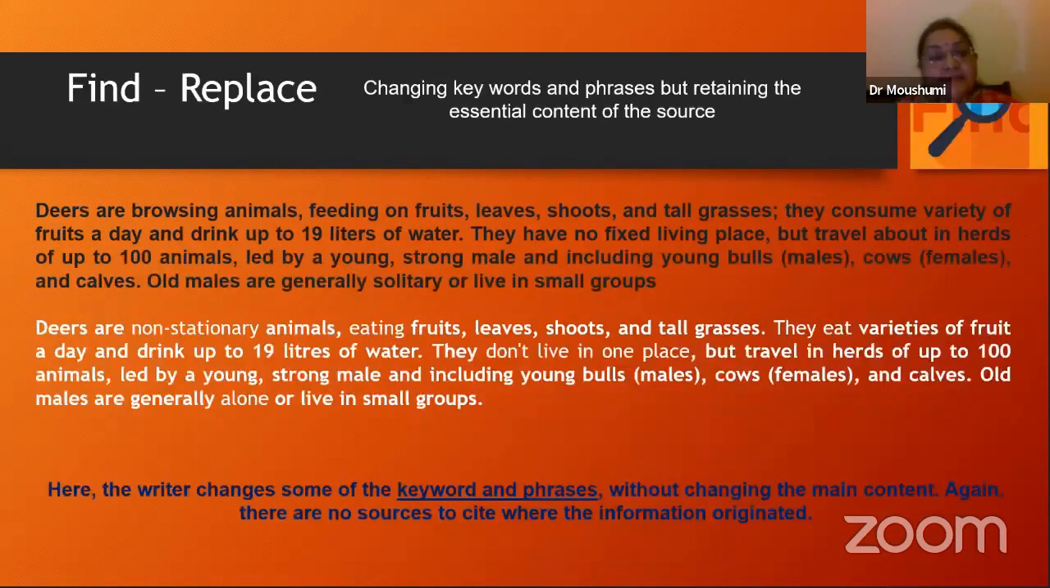Find and replace. Sometimes you have the same ideas, but you change only certain words. There is a very good concept of find and replace in Microsoft Word. All of us know that. So we just change some words. If we change some words, the matter remains the same. The idea remains the same. Only some keywords you're changing. But that is also plagiarism.